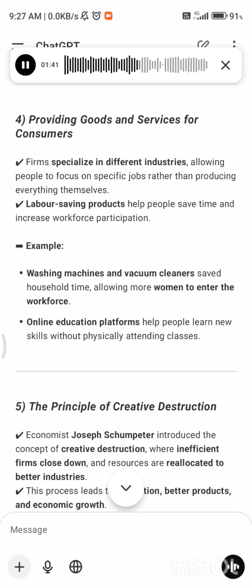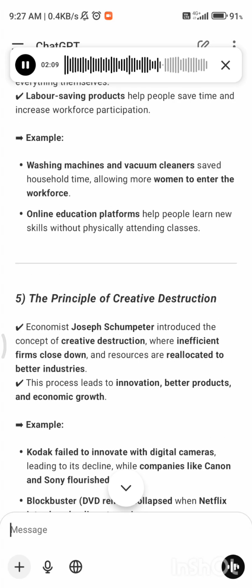4. Providing goods and services for consumers. Firms specialize in different industries, allowing people to focus on specific jobs rather than producing everything themselves. Labor-saving products help people save time and increase workforce participation. Example, washing machines and vacuum cleaners saved household time, allowing more women to enter the workforce. Online education platforms help people learn new skills without physically attending classes.